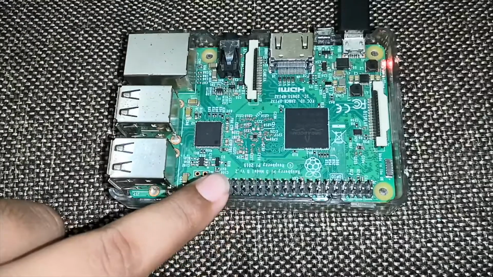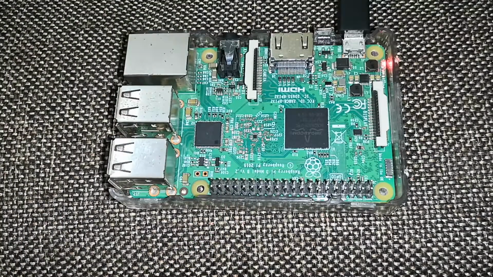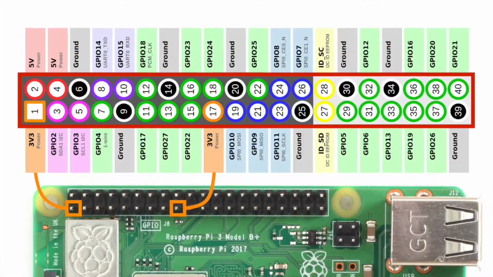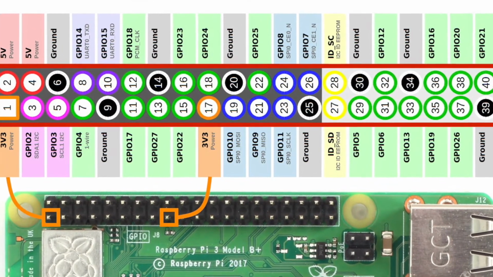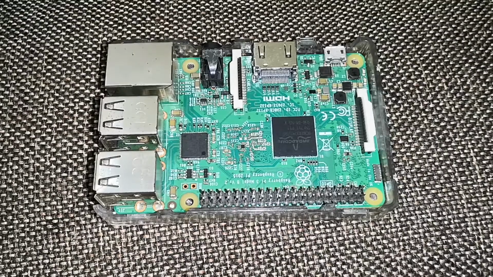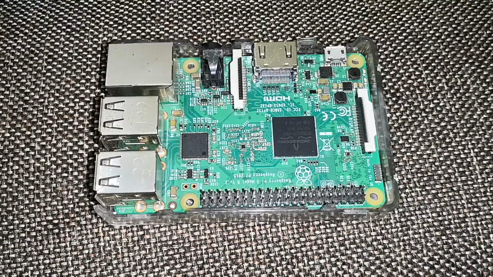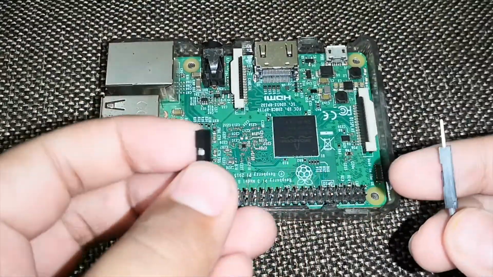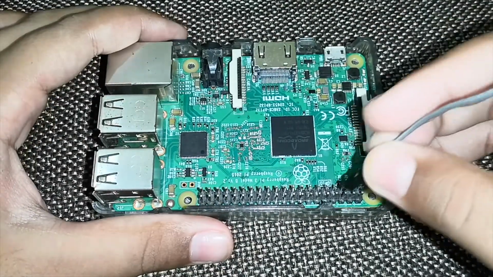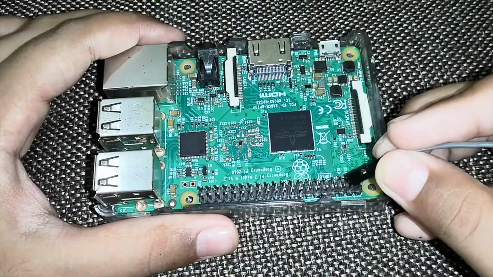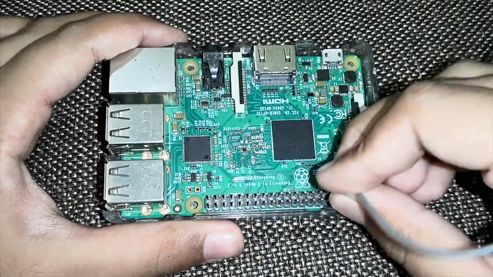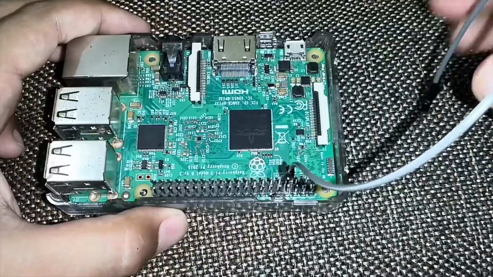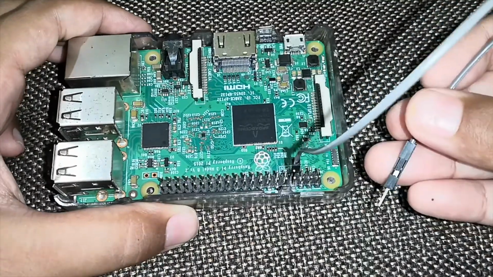To know about the pins in Raspberry Pi, we'll check out the pinout chart for Raspberry Pi. According to the pinout diagram, pin number 7 is GPIO4. So I'm going to take a male to female jumper wire. I'm going to connect the female end to pin 7. And I've connected a jumper wire with GPIO4.